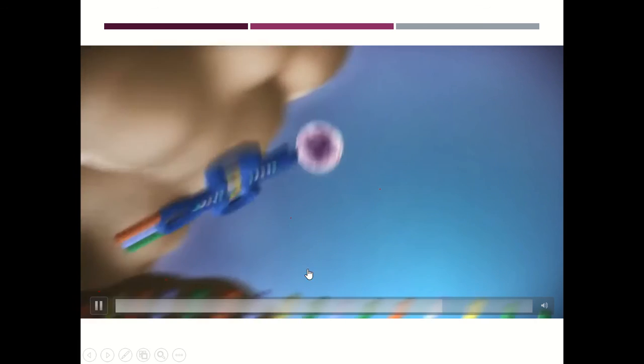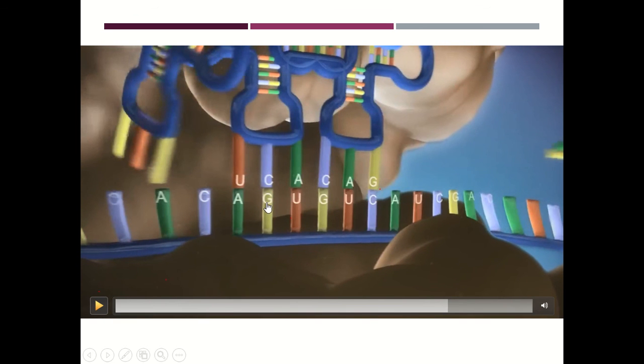The messenger RNA is read 3 bases at a time. As you can see, AGU, then UCA. So it can be decoded there. This is where we get the decoding, because this is the codon, and this is the anticodon. From the codon, we get the name of the amino acid.